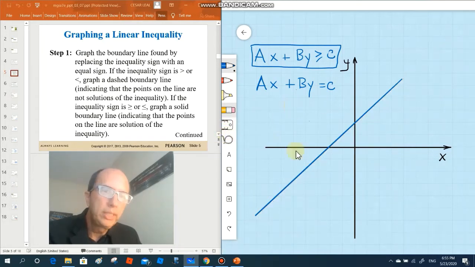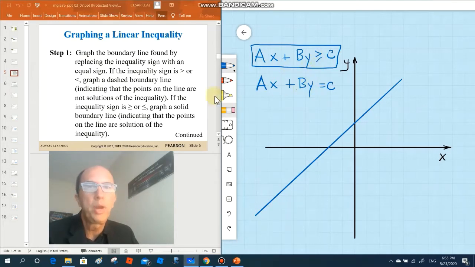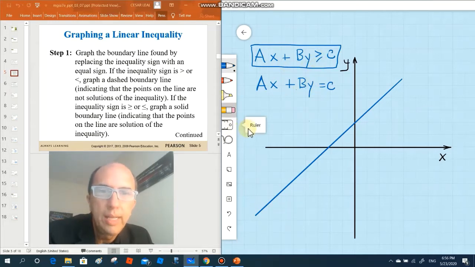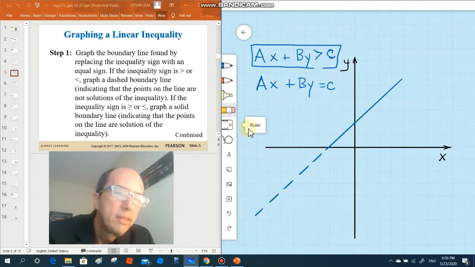One thing that's really important when you draw the line, first you check the inequality. If the inequality is greater than or equal or less than or equal, it's going to be a continuous line. If the inequality is just less or greater and you don't have the equal sign, then the line is going to be dashed. It's going to be a dashed line. Something like this. Okay?